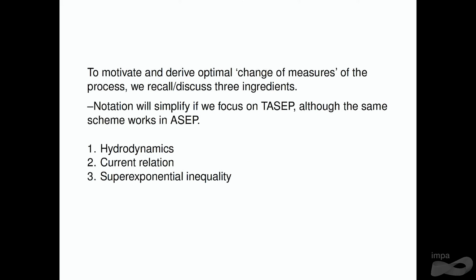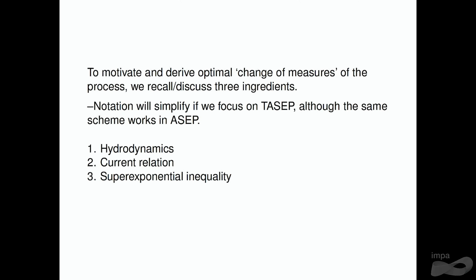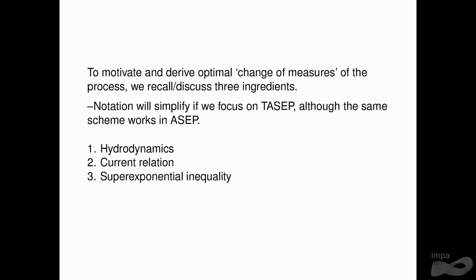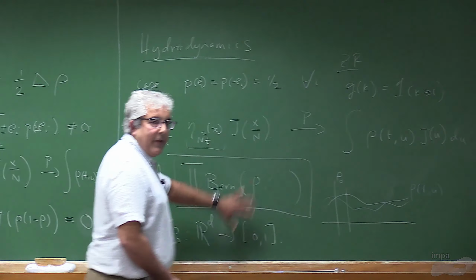Okay, so to see how this picture is derived, finally, hydrodynamics is involved. There are three ingredients. The hydrodynamics, which we've already discussed a little bit, there's this current relation, and the super exponential inequality. This is our slide for hydrodynamics, which we've already put onto the board.